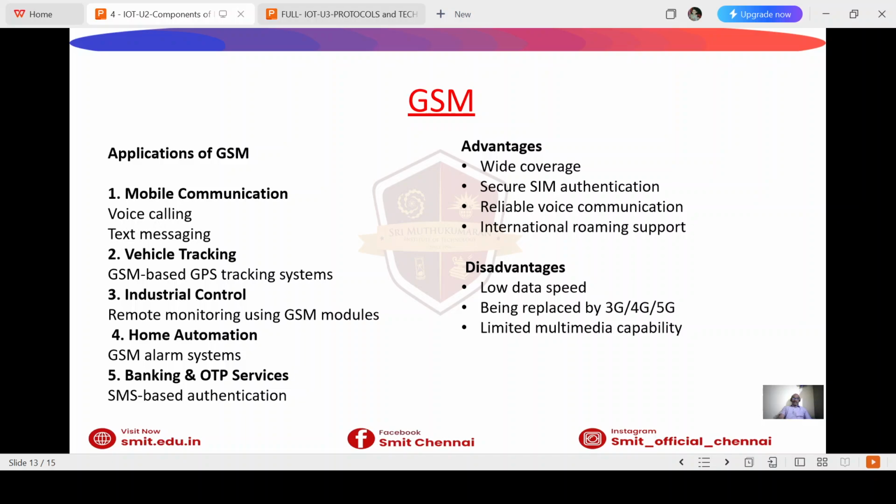As for applications, as we all know, the advantage is the wide coverage area, and the main disadvantage is the low data speed, and nowadays it is being replaced by our 3G, 4G, and 5G networks. It also has the disadvantage of very limited multimedia capacity. So now everything is getting replaced. We are able to send any amount of data throughout the world.